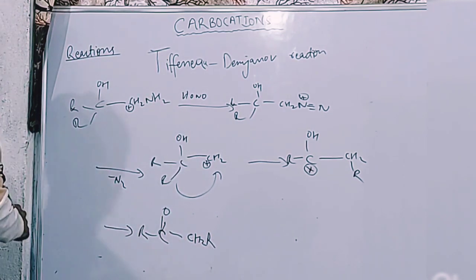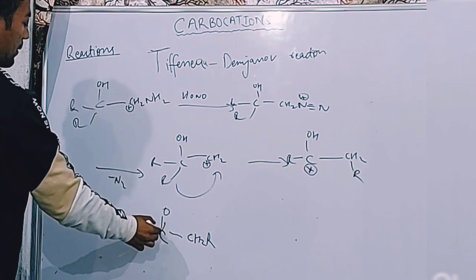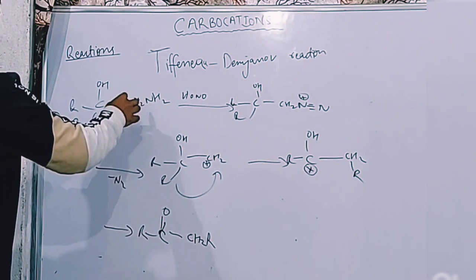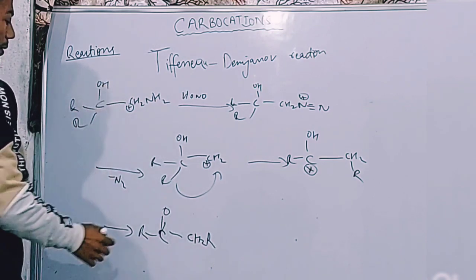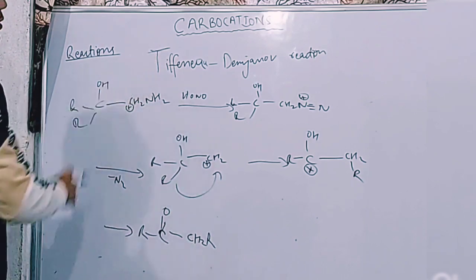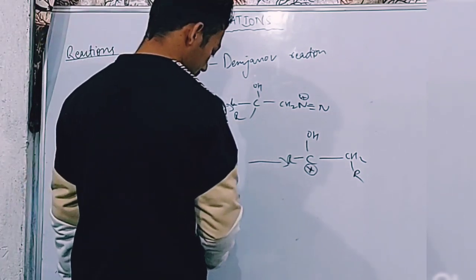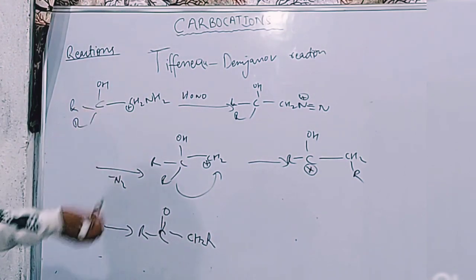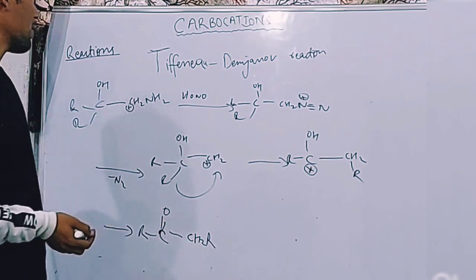As you can see, the ketone is formed from the aminomethyl carbinol. So yes, we can get a ketone. This is called the Tiffeneau-Demjanov reaction. So this was all about carbocations, and in the next lecture we will talk about carbanions.